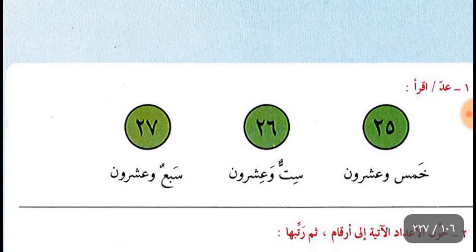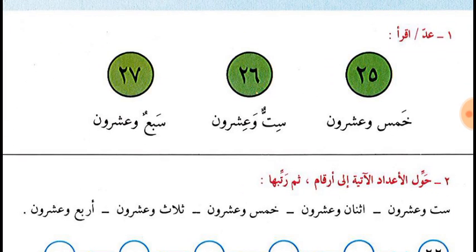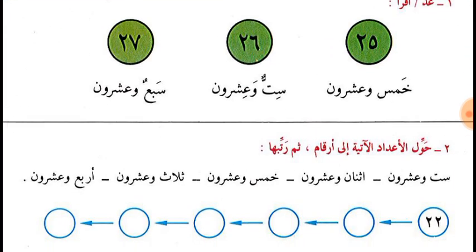Yes, sir. Then we have the next page. A'id means prepare, iqra' means read. So Asya, read these words. Okay. Khams wa ishrun. 50? No, no. 25. Yes. Khams wa ishrun, 25. Sitta wa ishrun.